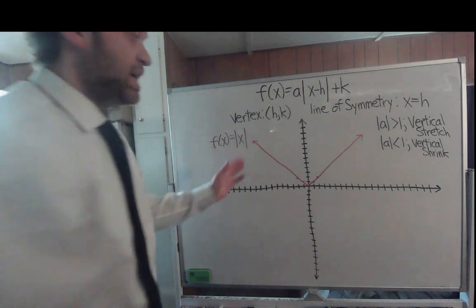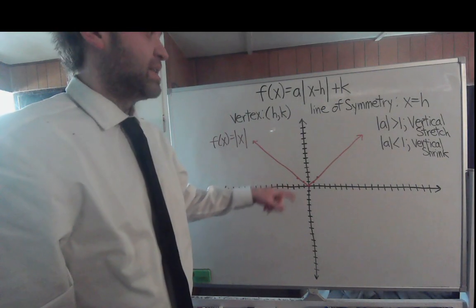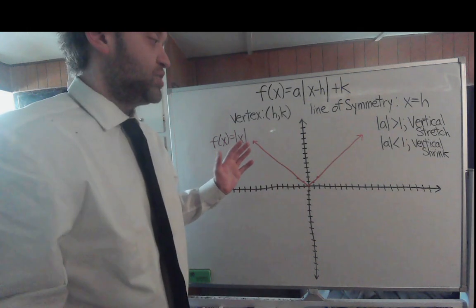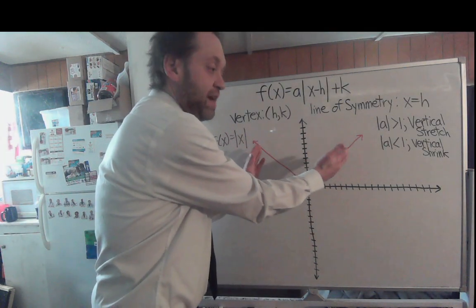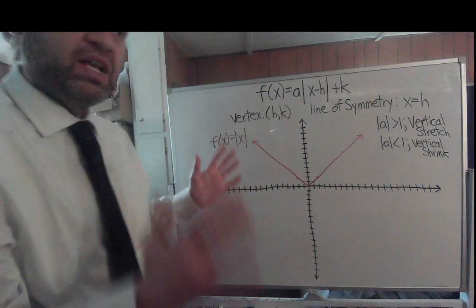And I have my line of symmetry through the y-axis, which would be at the line x equals 0. The line of symmetry, the idea is you can use that as a mirror. And if I took one half of the graph and folded it on top of the other, it would stack up evenly. That's the idea of the line of symmetry.